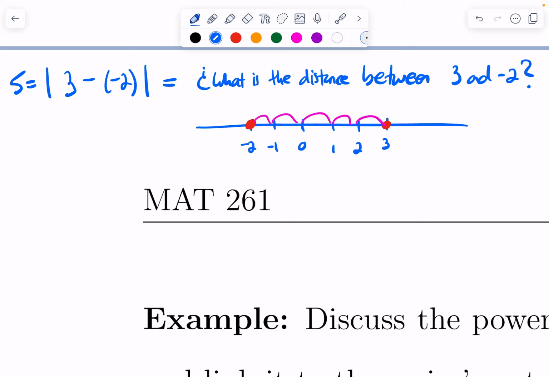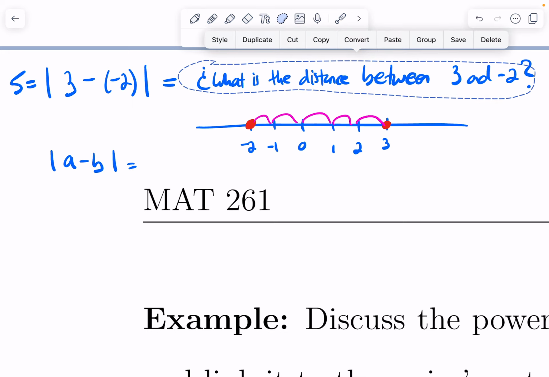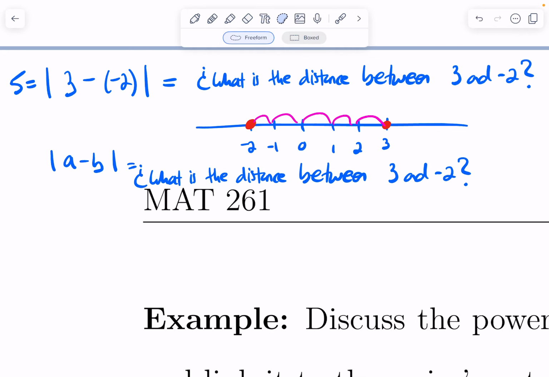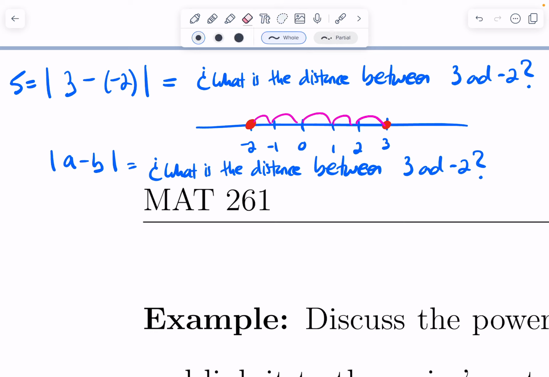So for example, if I wanted to compute the absolute value of A minus B, you should think of that as always the answer to the question, what is the distance between, in this case, not 3 and -2, but now it's going to be between A and B. And this pictorial representation we're going to build here is going to become very, very important.